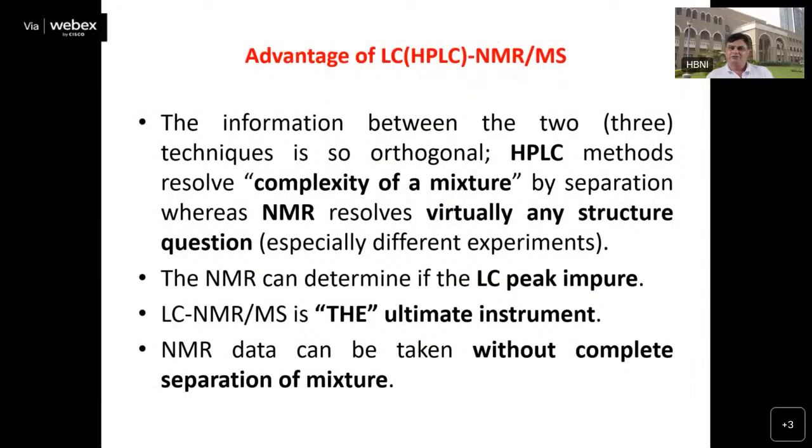An advantage of LC-NMR and MS is that the information from the two techniques is orthogonal. HPLC methods resolve the complexity of a mixture by separation. NMR resolves virtually any structure, and NMR can determine if the LC peaks are impure. And with LC-MS, the ultimate instrument, NMR data can be taken without complete separation of the mixtures. These are the basic advantages of using this combination of LC-NMR and then feeding the signal into the MS.